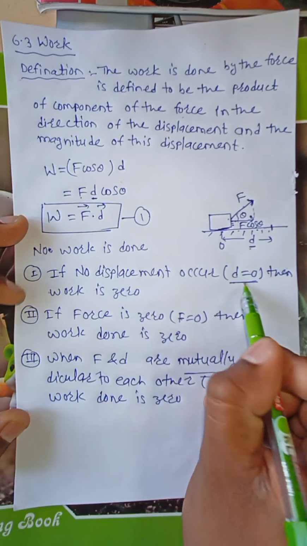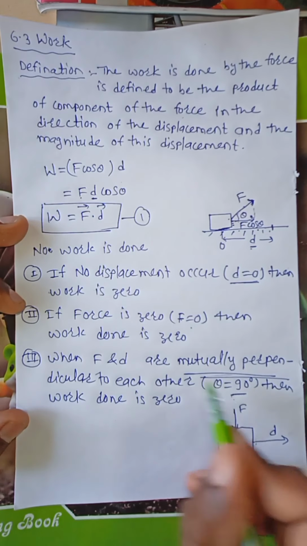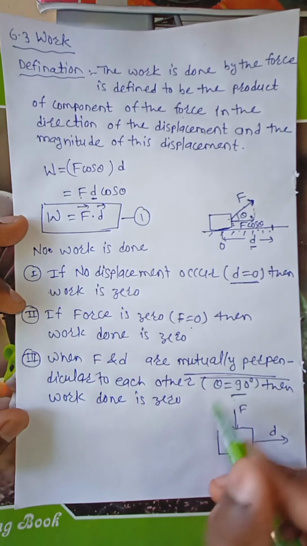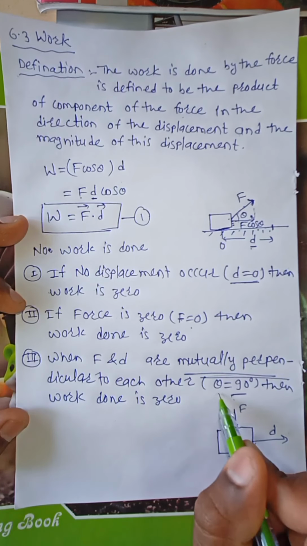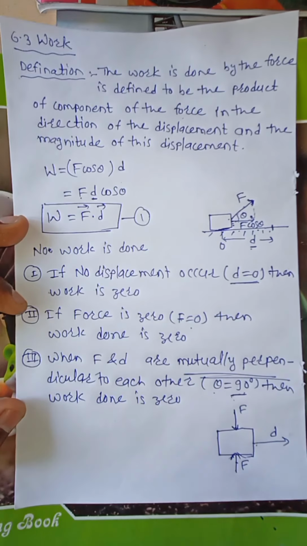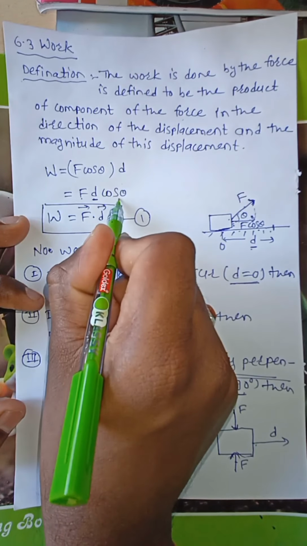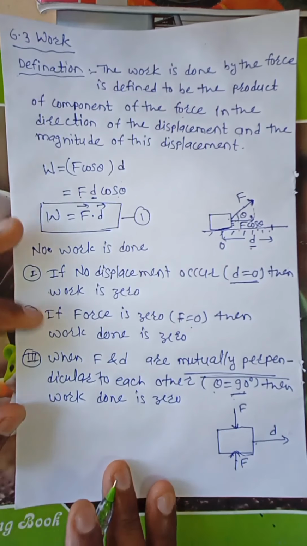So if the displacement is zero, work done is zero. If force is zero, work done is zero. If the force and displacement are mutually perpendicular to each other, that is theta is 90 degrees, then work done is zero. When theta is 90 degrees, cos theta is zero, therefore work done is zero.